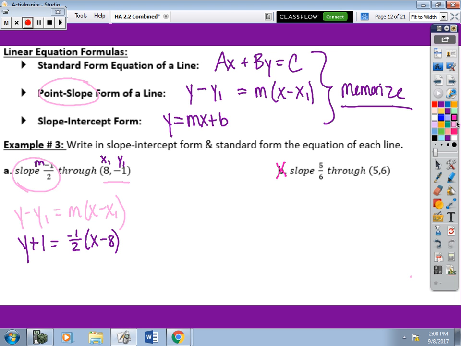How do I get that into slope-intercept form? Distribute first, good. When you multiply a fraction and a whole number, you'll want to make that whole number into a fraction, put it over 1. Get negative 1/2 x. Now negative 1/2 times a negative 8 would become a positive, and 8 divided by 2 is just 4. Lastly, to get it into this format, I need to move the 1 over, so I would subtract 1. So I will get y equals negative 1/2 x plus 3.